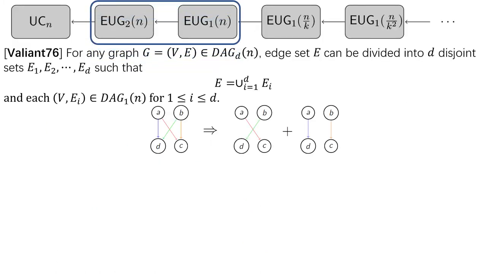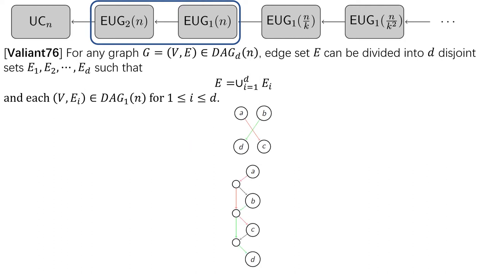Here, we introduce the second step, reducing EUG2 to EUG1. Every instance of DAG2 can be divided into 2 instances of DAG1, which can be edge embedded by 2 instances of the corresponding EUG1. We merge the 2 EUG1 into a single EUG2. For each DAG1, we edge embed it into an instance of EUG1.